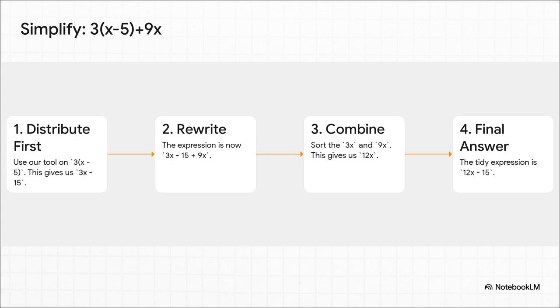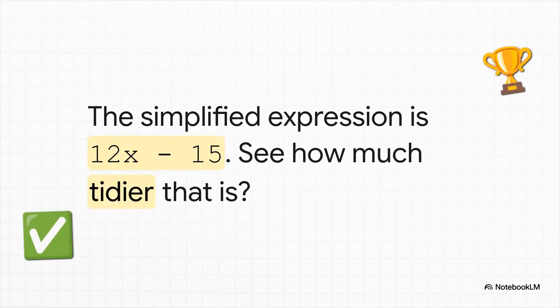First, we have to deal with those parentheses. So we distribute the 3 to the x and to the negative 5. That gives us 3x minus 15. Now we can rewrite the whole thing as 3x minus 15 plus 9x. See? No more parentheses. Now we just tidy up by combining our like terms. We've got a 3x and a 9x. Put them together, you get 12x. The negative 15 is all by itself, so it just hangs out at the end. And just like that, 12x minus 15.